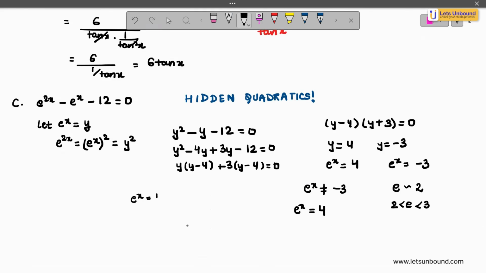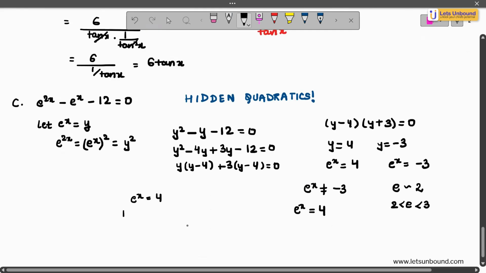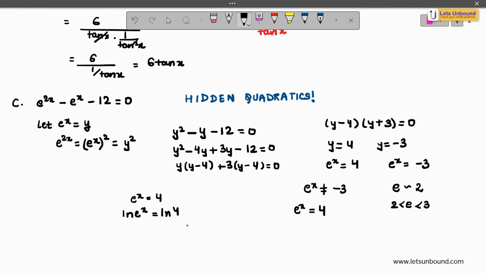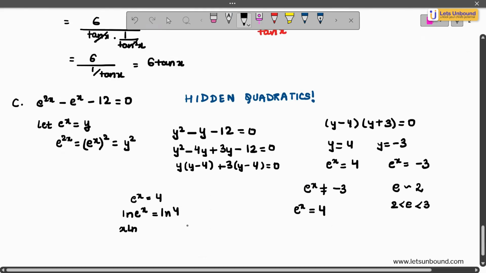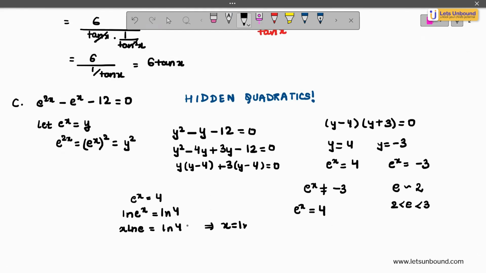If e^x is equal to 4, we can convert it to a logarithmic expression to solve for x. We put ln on both sides, saying ln e^x is ln 4. Using the power rule, x comes in multiplication. x ln e is ln 4. And since ln e is 1, this implies x is equal to ln 4. So I get one value for x, which is nothing but ln 4.